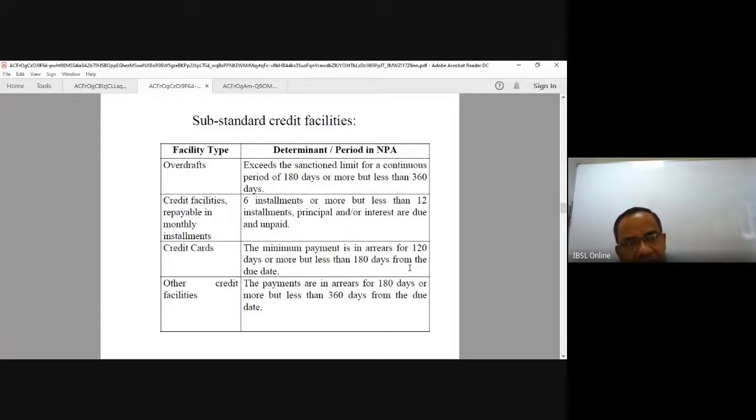So substandard is, calculated the same way, between 180 days and 360 days, right? 6 months to 1 year. But for credit cards, it is more than 120 days but less than 180 days. In the case of other loans, you saw that it can go up to 1 year, that means 12 months. But in this case, of course, only 4 months to 6 months. That is called substandard facilities.